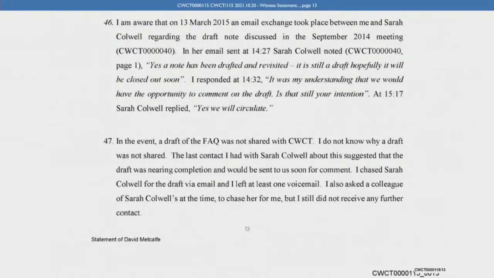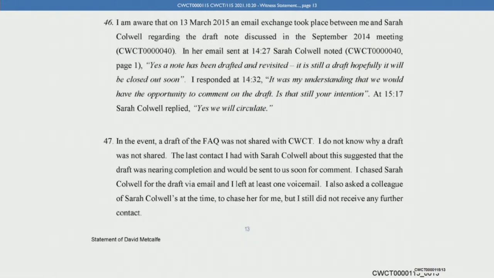If we go then to the witness statement of David Metcalf, that's at CWCT 40115. I want to show you what he says at page 13, at paragraph 47. And this is under 2015 communications, meetings and communications. At paragraph 47, he says this: in the event a draft of the FAQ was not shared with CWCT, I do not know why a draft was not shared. The last contact I had with Sarah Colwell about this suggested that the draft was nearing completion and would be sent to us soon for comment.